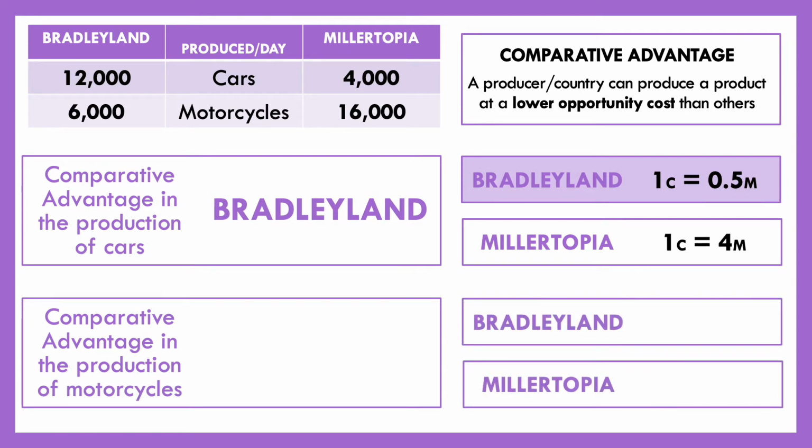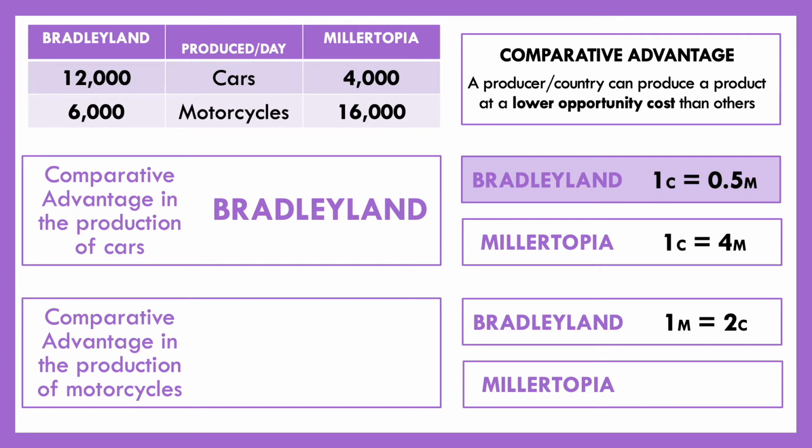Well, again, we would do the same thing. We would set the 12,000 cars equivalent to 6,000 motorcycles for Bradley Land. We'd divide both sides this time by 6,000. We'd get one motorcycle is equivalent to 2 cars. And so what that means is that for every one motorcycle that Bradley Land wants to produce, Bradley Land would have to stop making 2 cars. And right, it's just the reciprocal of what we had above. Remember, we had said that before.